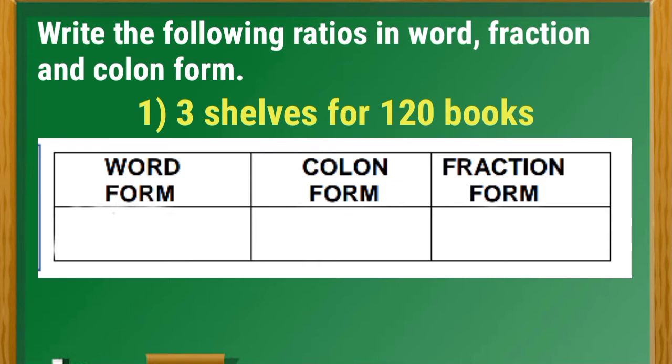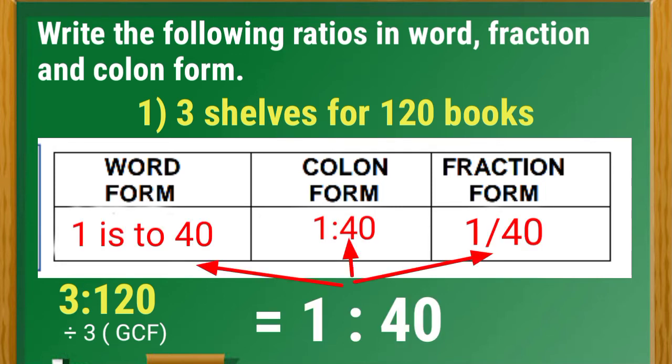The ratio is 3 is to 120. But remember, you have to express the ratio in the lowest term. How? By dividing both quantities by their GCF. So 3 shelves for 120 books will become 3 is to 120 or 1 is to 40, because the GCF of 3 and 120 is 3. So 3 divided by 3 is 1. 120 divided by 3 is 40.